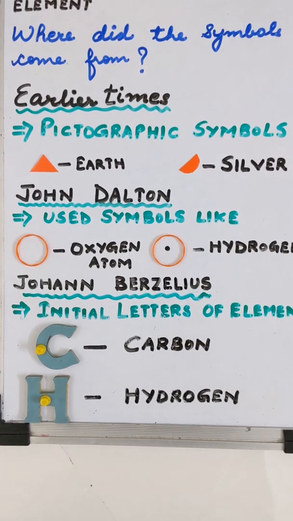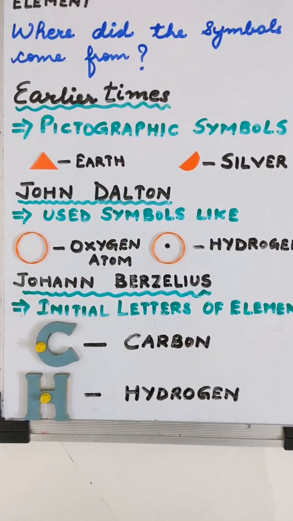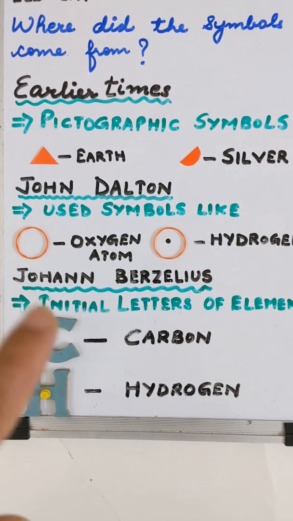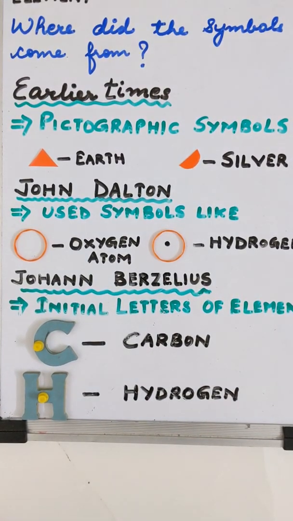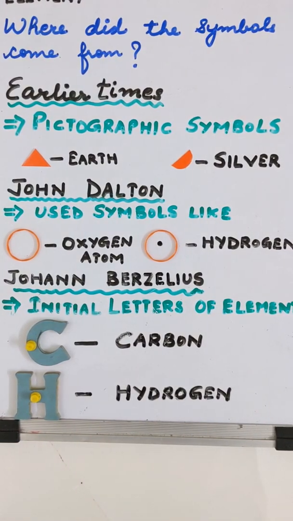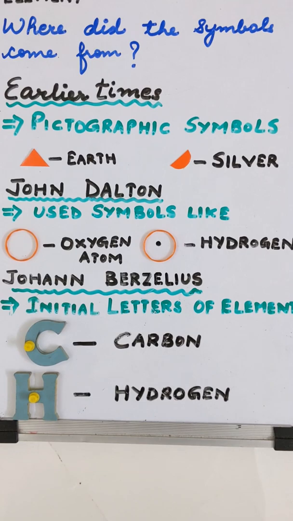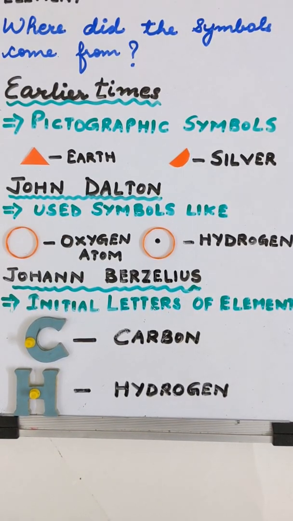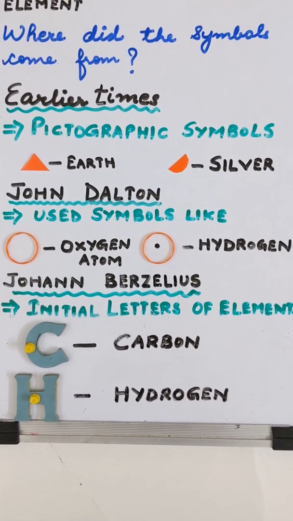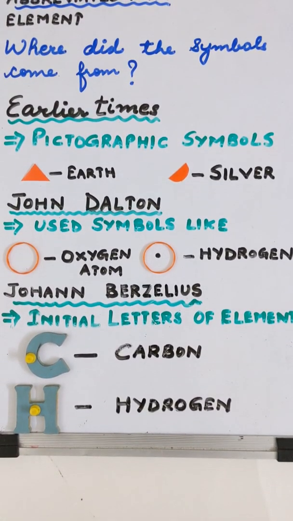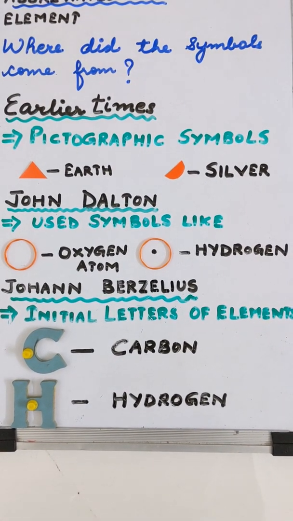Then when other philosophers came, like John Dalton, he started using symbols in a different form. He made a circle for the oxygen atom, and a circle with a dot for the hydrogen atom. But these symbols were not a convenient way to represent elements and were not very easy for everyone to learn. Then John Berzelius came up with an idea. He said, why not use the initial letters of elements as symbols? So he gave the symbol of carbon as a capital C and hydrogen as a capital H.